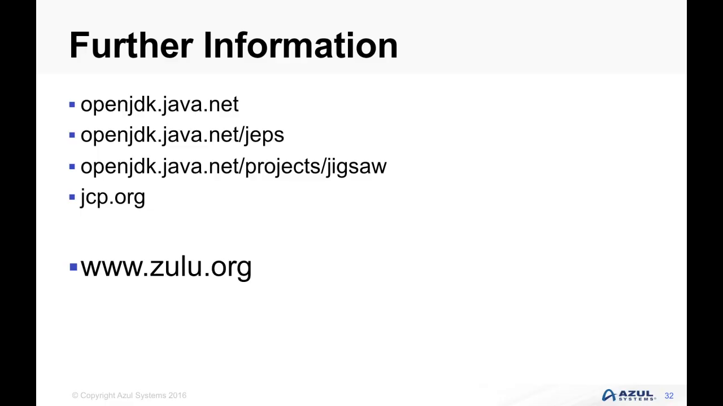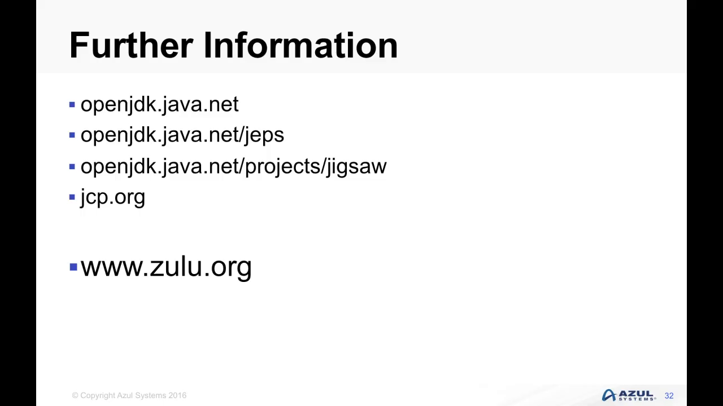For more information, openjdk.java.net is obviously where the OpenJDK project is hosted. There is a lot of information in various JEPs, JDK Enhancement Proposals, about various aspects of this. There's also Jigsaw as a specific project there, and also jcp.org.